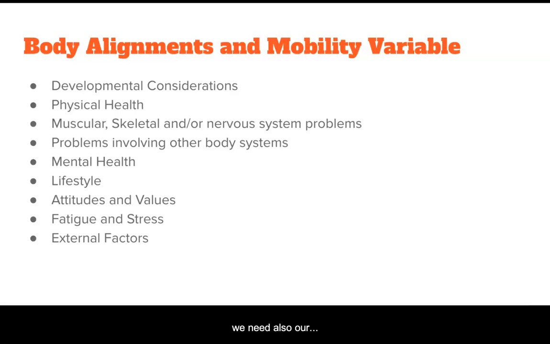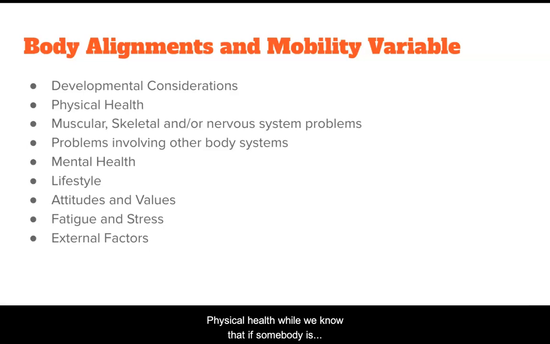Of note, and we don't think about this a lot, but for our musculoskeletal system to work, we also need our neurological system to be intact, because we know that people will have issues with alignment and mobility if they also have neurological issues.